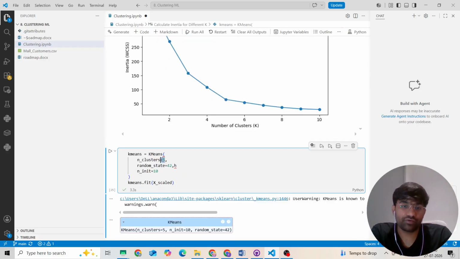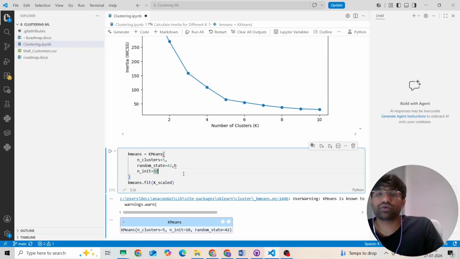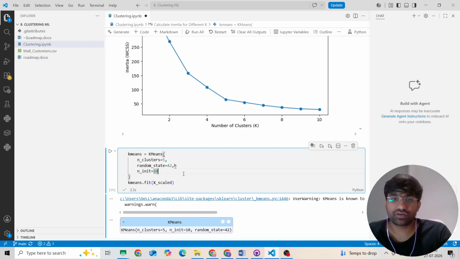So again I have built my k means model using 5 clusters. I have specified here n_clusters equal to 5. So this is how you find the optimal value of k for the k means algorithm.